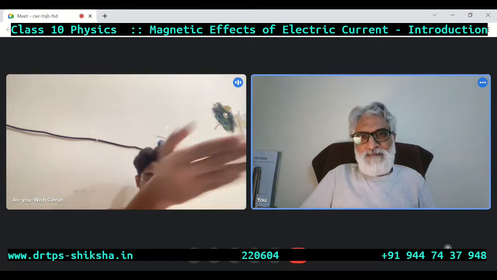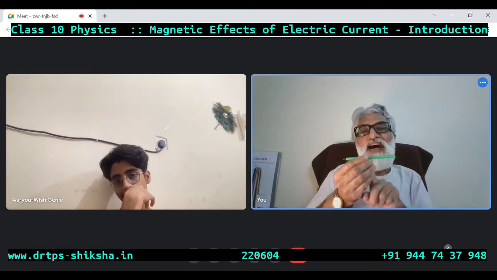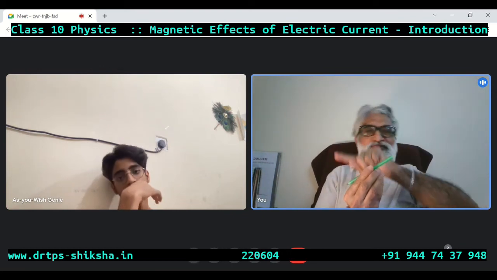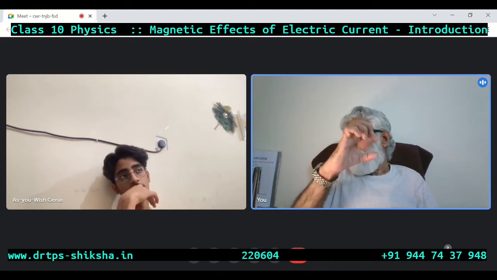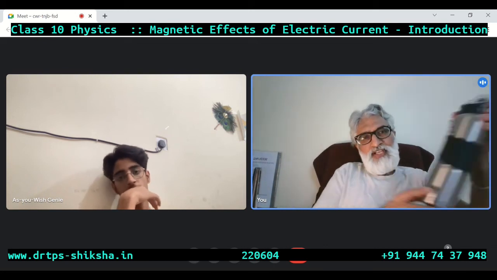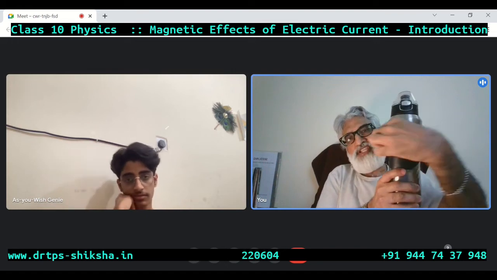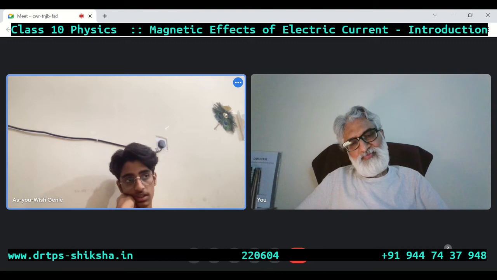So tangential means straight line, right? No, tangential means if it is a circle, at that point it is tangential. At the next point it will be like this, whichever direction you have. You take a circular object, what is tangential? See, for this, the tangential here keeps on changing. The tangent keeps on changing.